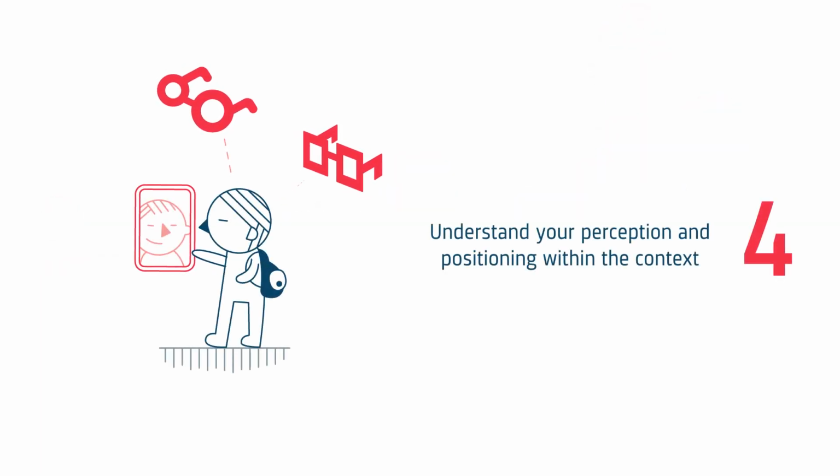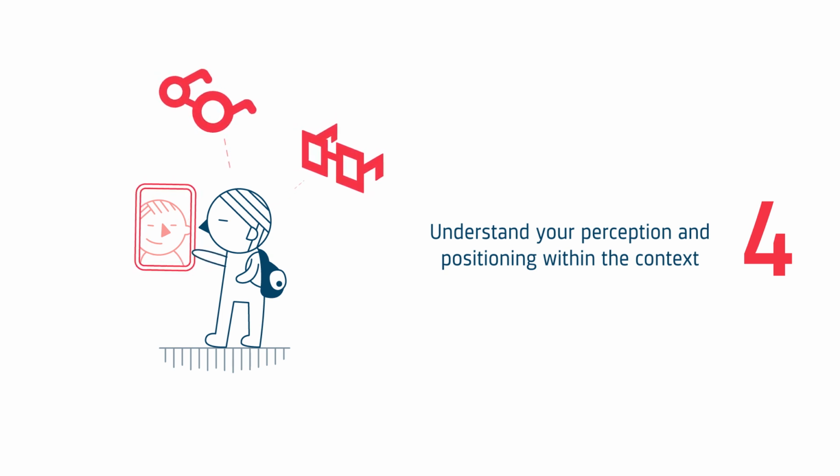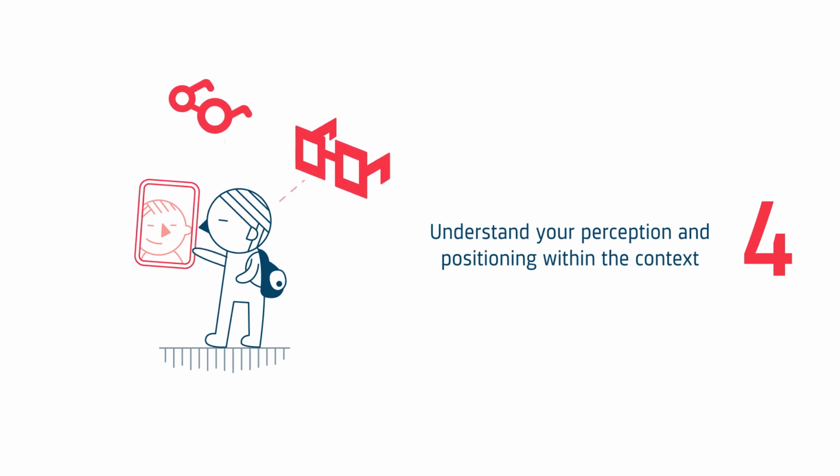Number 4. Understand your perception and positioning within the context. Discuss with stakeholders how your research topic is perceived. Is it politically, socially, or economically sensitive? Consider that research partners and staff occupy a certain political and social position within the research context. Do you and your partners agree on what to expect?